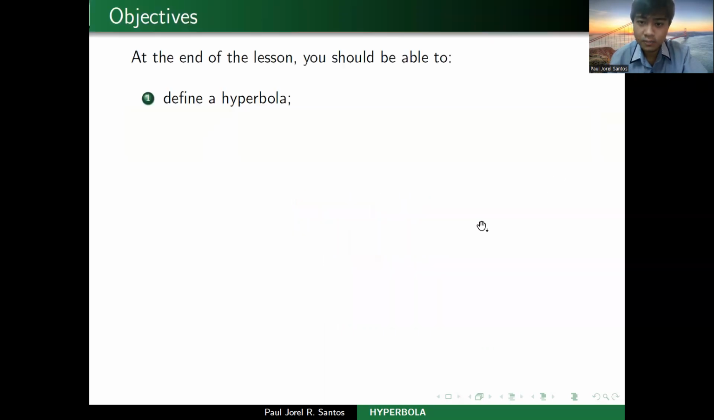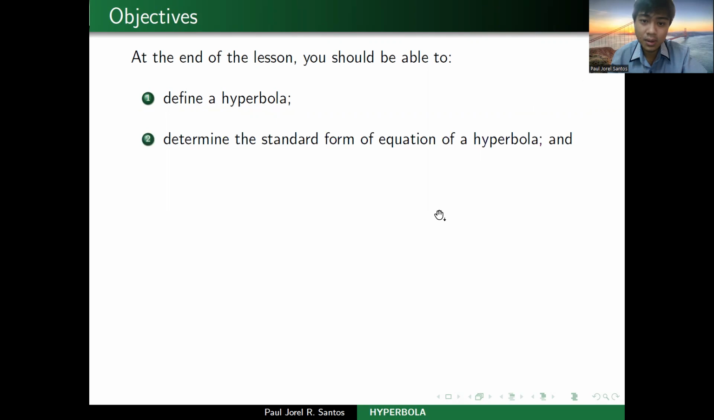For our objectives, at the end of the lesson, you should be able to define a hyperbola. That's the first one. The second one is for you to determine the standard equation or the standard form of equation of a hyperbola. And the third one is to graph a hyperbola in a rectangular coordinate system.